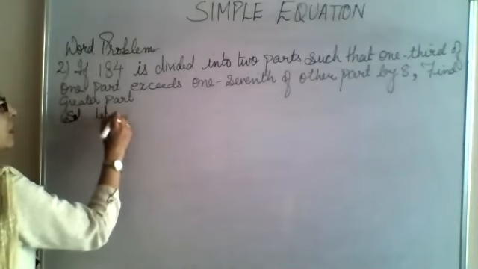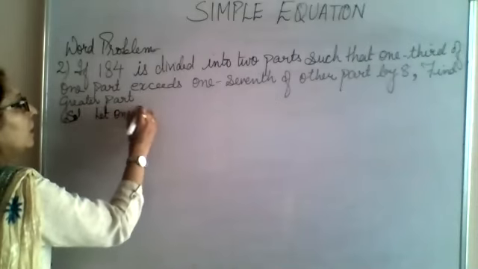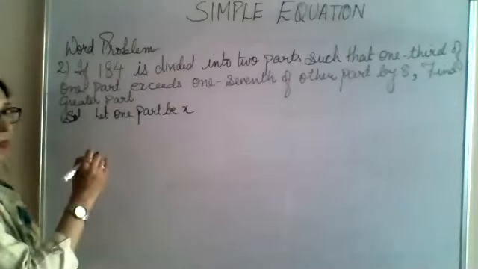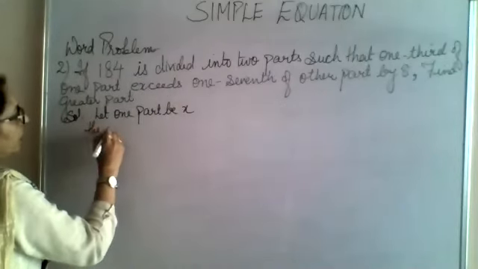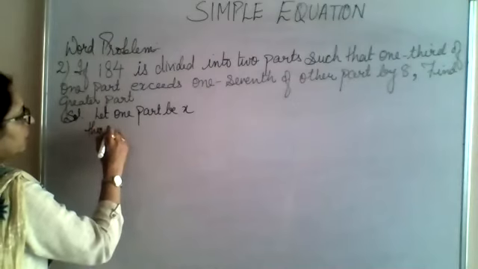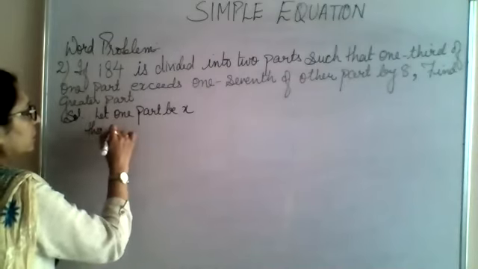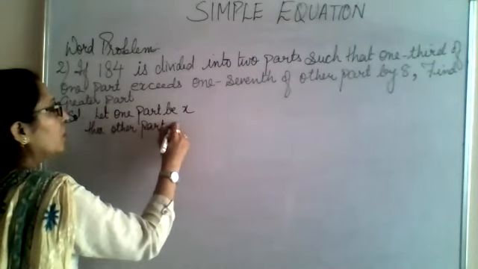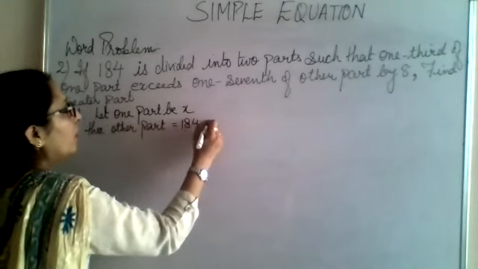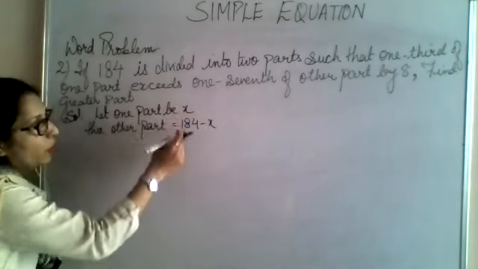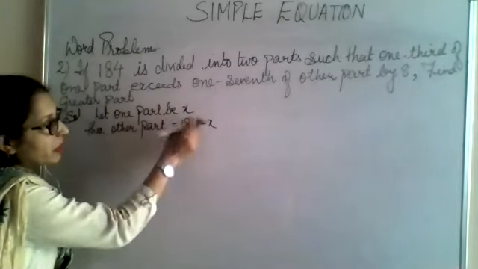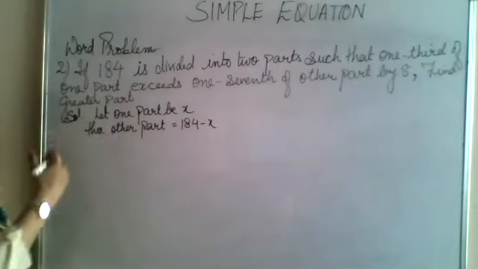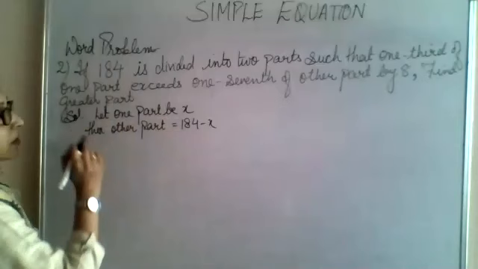So let one part be x, then other part equal to 184 minus x. Because when you will add both, x plus 184 minus x, x cancel, you will get 184. Now you will frame a relationship between this and this.